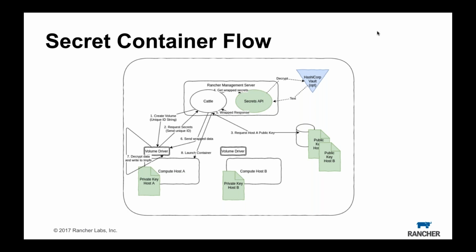Then the volume driver requests from Rancher the secrets associated with that unique ID, and then Cattle gets that request, and also gets the public key for that host, and then makes a request to the secrets API to wrap all of the secrets with this new public key.